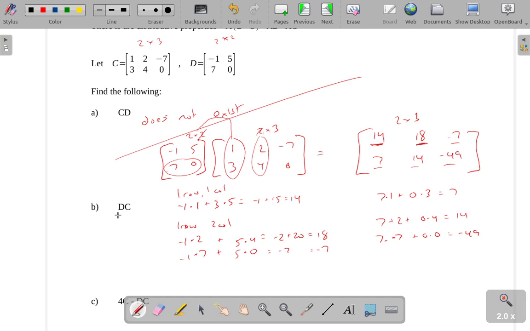And so to do this multiplication, DC is that matrix there.